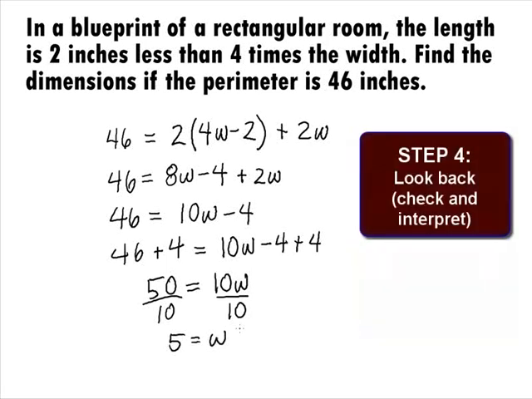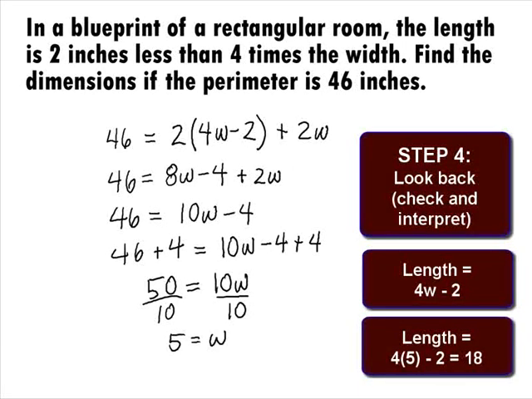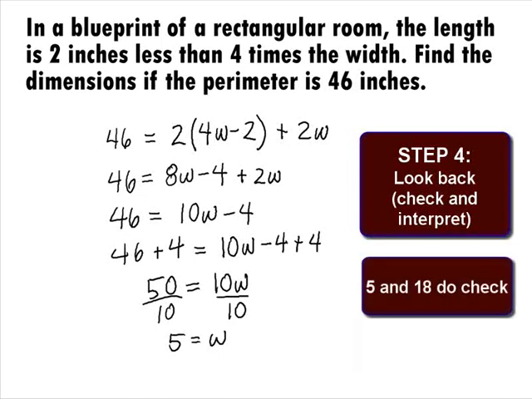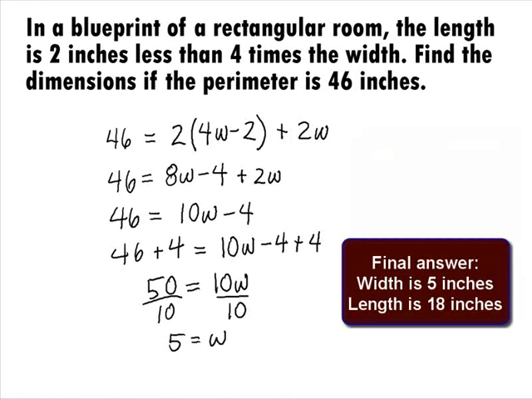In step 4, we want to look back and check and interpret the answer. W equals 5 just gives us the width of the rectangle. We still need to find the length. Since the length is 4W minus 2, we can plug in the 5 for W and get the length 4 times 5 minus 2 equals 18. If we add 2 times 5 to 2 times 18, we would get the perimeter of 46. So our final answer is the width is 5 inches and the length is 18 inches.